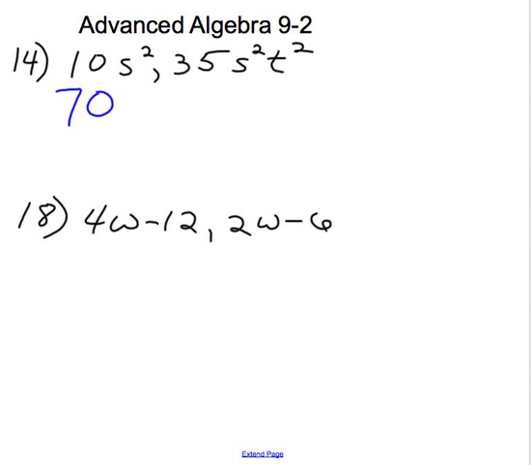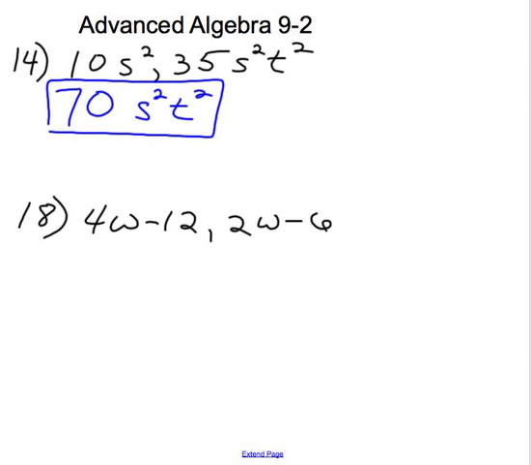As far as the variables go, I make sure each variable is represented. I see the letter S, and I see the variable T. And I pick the largest exponent for each of them. So S squared, the biggest exponent I see for S, and T squared, the biggest exponent I see for T. And I have found the LCM for number 14.